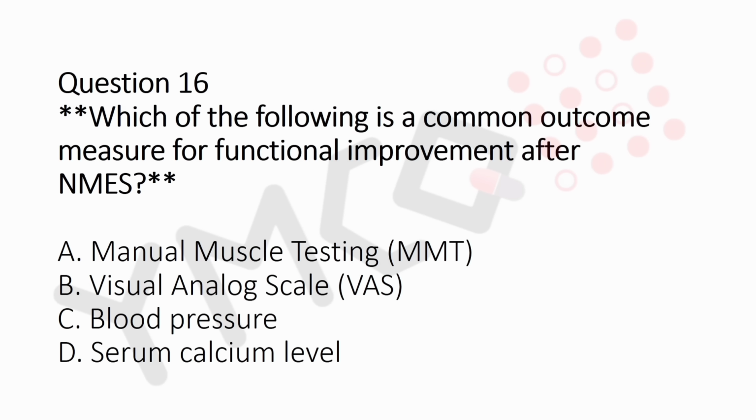Option A, manual muscle testing. Option B, visual analog scale. Option C, blood pressure. Option D, serum calcium level. And the answer is option A, manual muscle testing. That's MMT. Now let's move to question number 17.